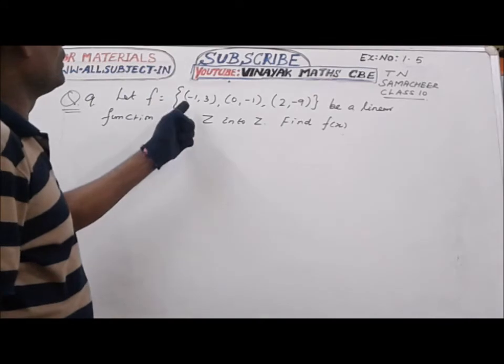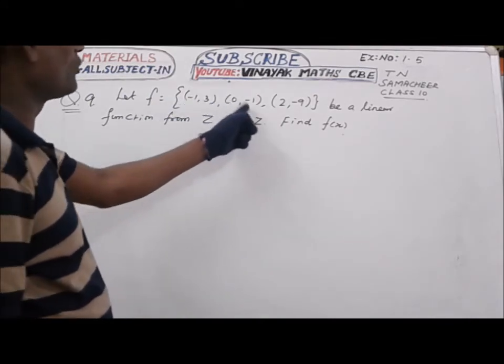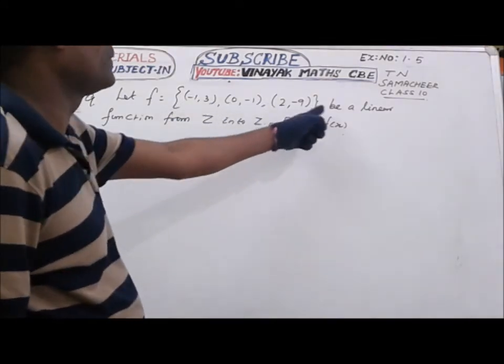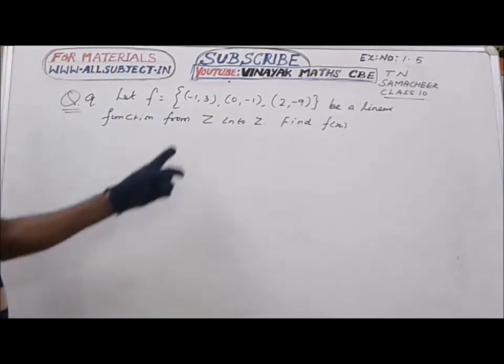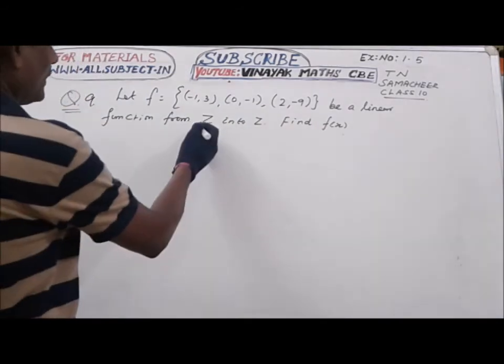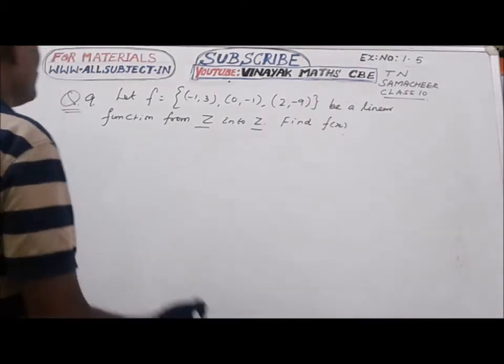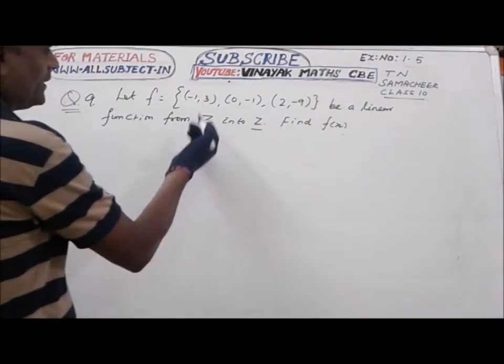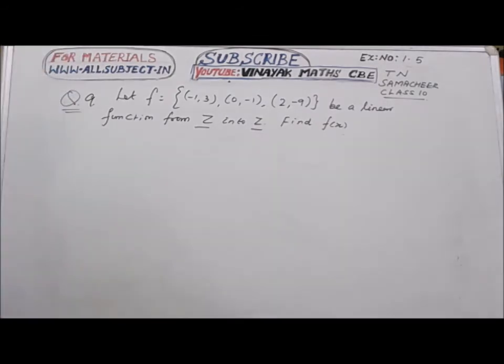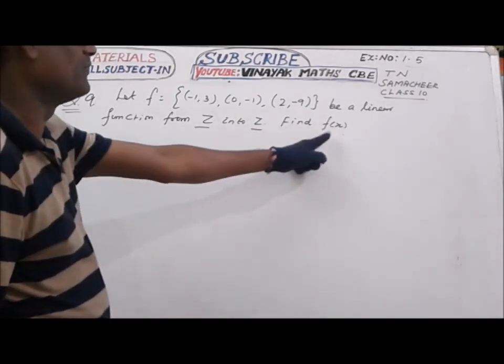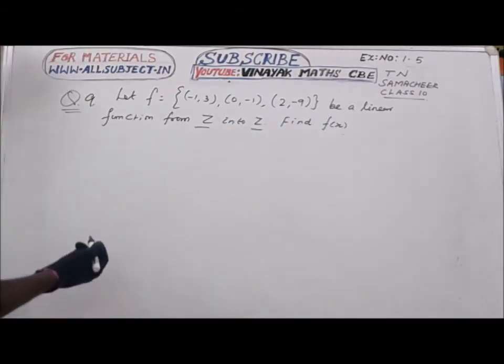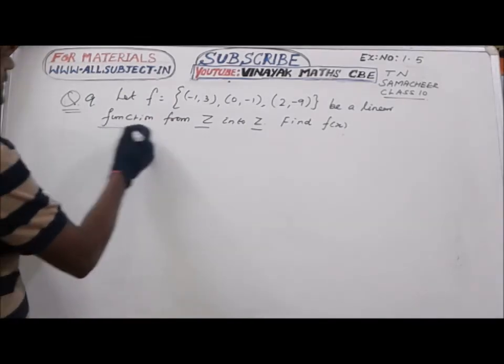Let F equal to the set {(−1, 3), (0, −1), (2, −9)} be a linear function from Z into Z, that is integers to integers. Find F of X. So the domain is integer, then the codomain is also an integer. We need to find the function F of X here. So this linear function is given.